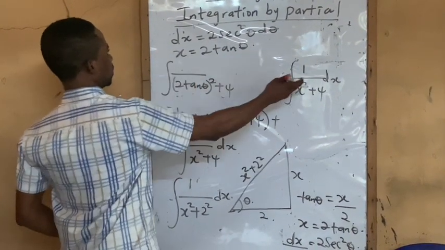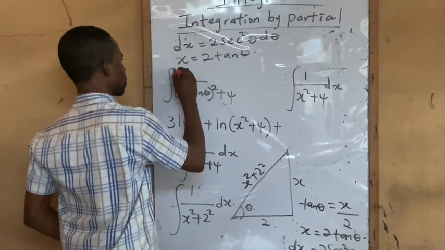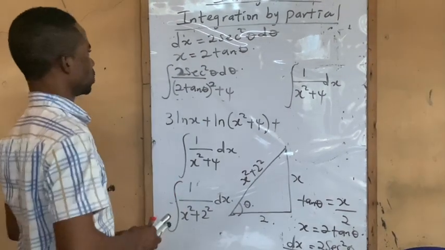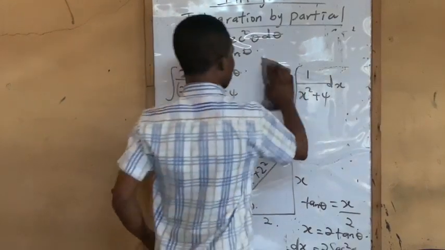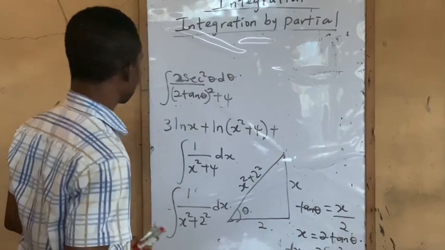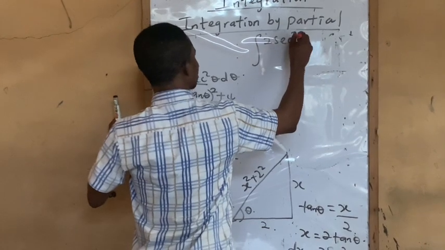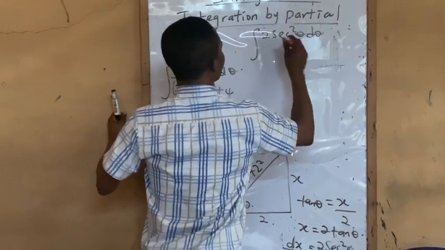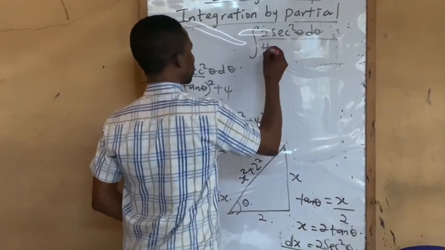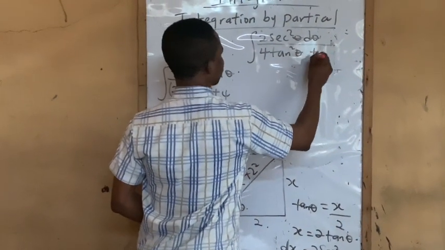Let me just bring it here. 1 times dx is still dx, that is 2 sec squared theta d theta. Now that I've known this, I can manipulate all what I need. So this will actually lead me to 2 sec squared theta d theta all over, what is 2 raised to power 2? That is 4 tan squared theta plus 4.